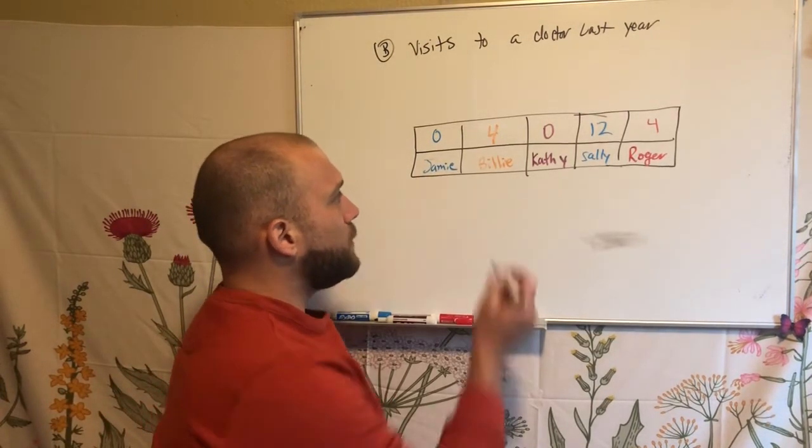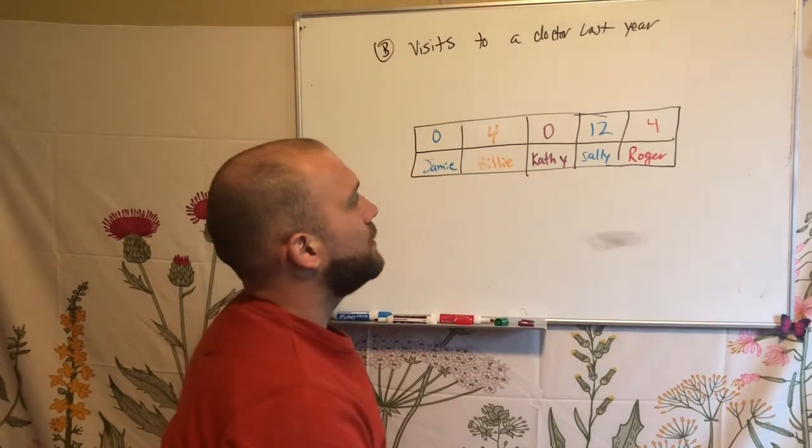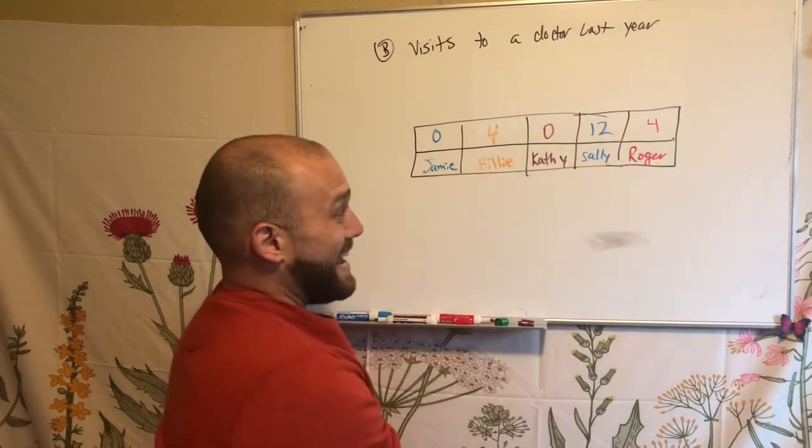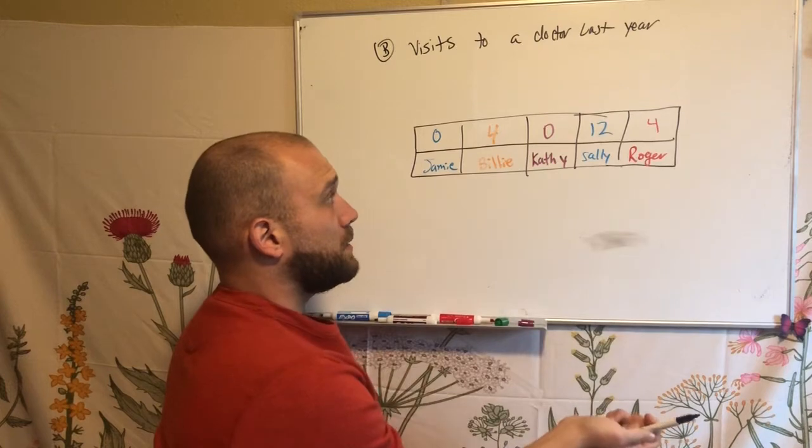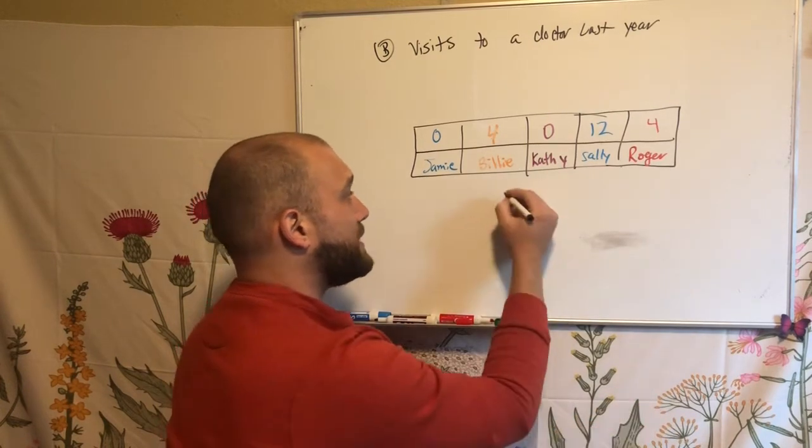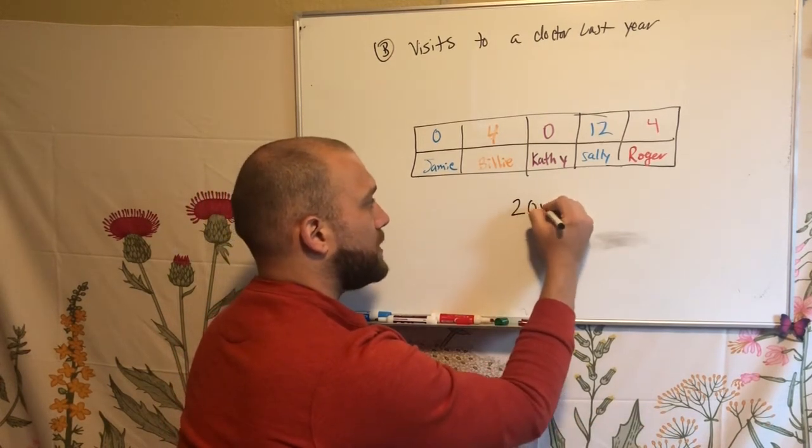How do you solve this? Well, you need to add up the visits. So, 4 plus 4 is 8, plus 12 is 20. So, 20 visits overall.